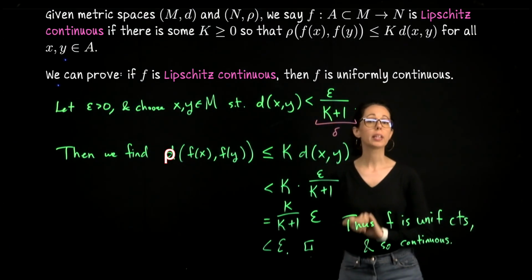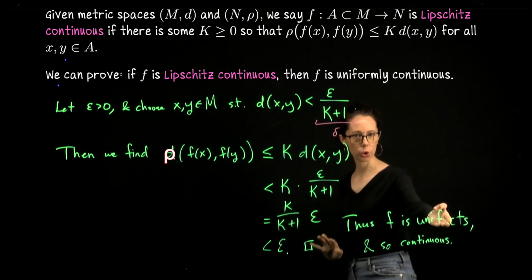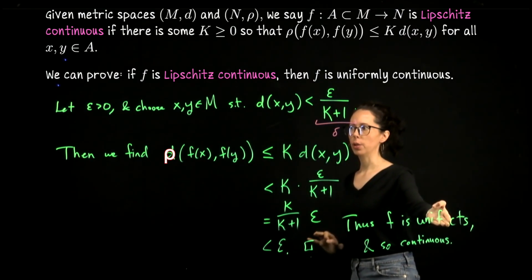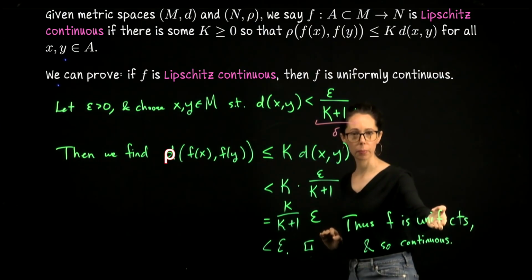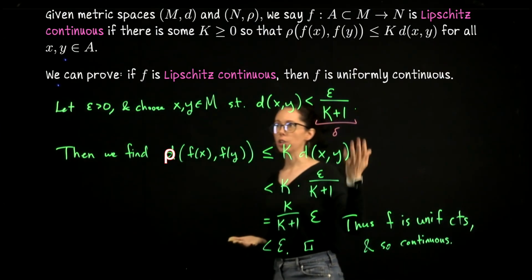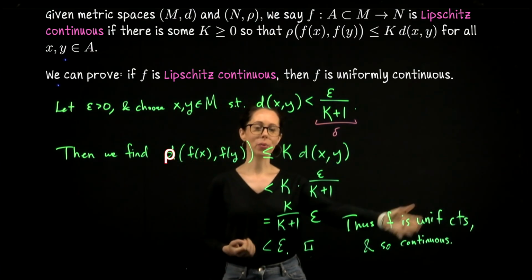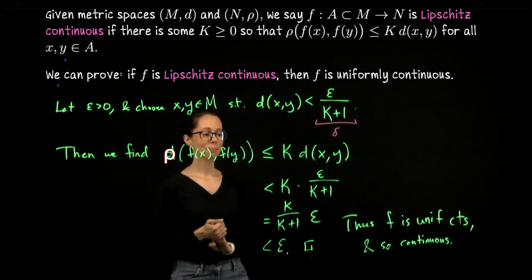So Lipschitz continuity is automatically uniform continuity. Vice versa is not necessarily true. So being Lipschitz continuous is a stronger condition than being uniformly continuous, but that's stronger than plain old continuity. So a contraction is an example of a Lipschitz continuous function, which is therefore uniformly continuous, which is therefore continuous.